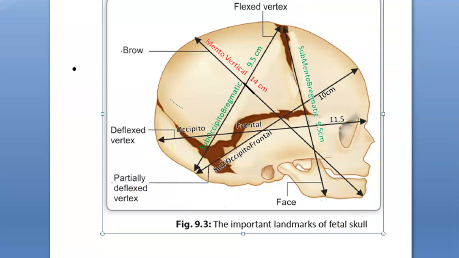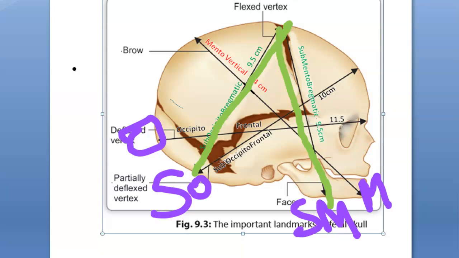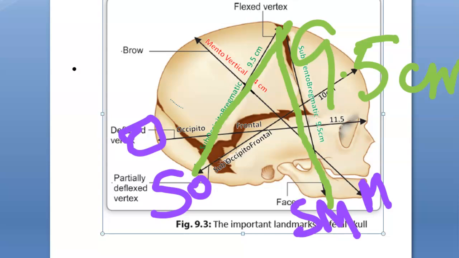So where is the occiput? The occiput is here, so suboccipito is below that. Where is the mentum? The mentum is here, the chin, so submento. So you have found the two green ones: suboccipitobregmatic and submentobregmatic. What are these? 9.5 centimeter. There is one more 9.5 you have to learn.